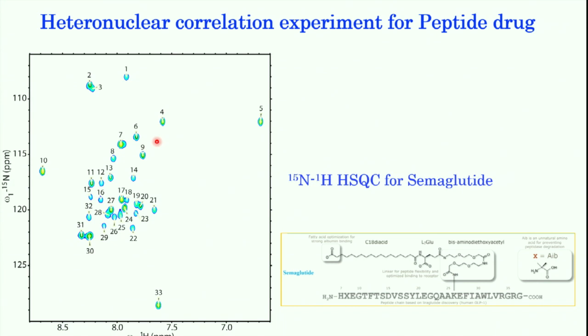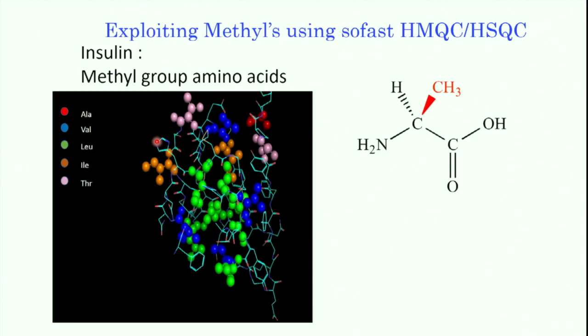But these two experiments, TOCSY and NOESY, and N15 HSQC, take a long time. Therefore, quite a few people including us have shifted towards this methyl HSQC or HMQC, what we call, because if you look at the protein structure, there are 6 amino acids that have a methyl, right? Alanine, valine, leucine, isoleucine, threonine and methionine. And if you look at their distribution, they are distributed all over the peptide or protein, like here for insulin, they are distributed all over.